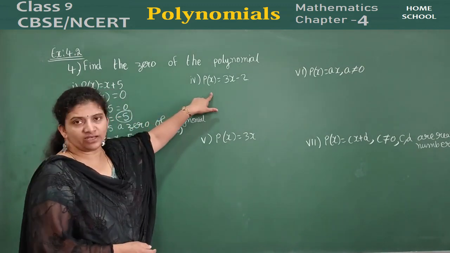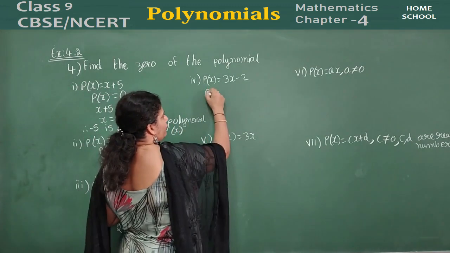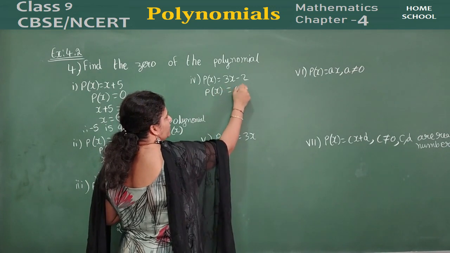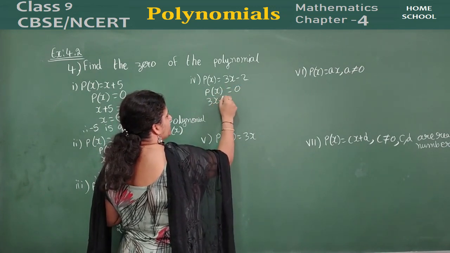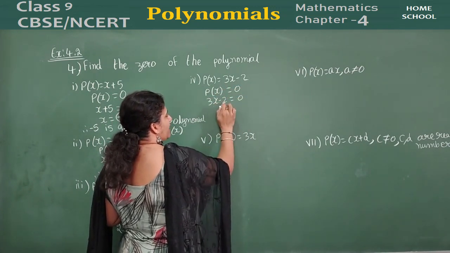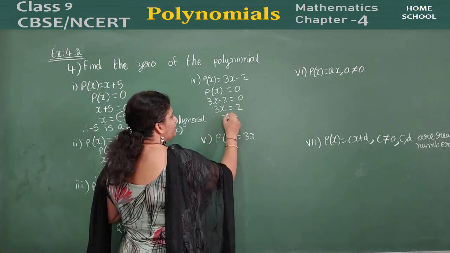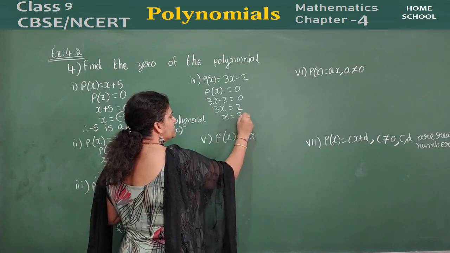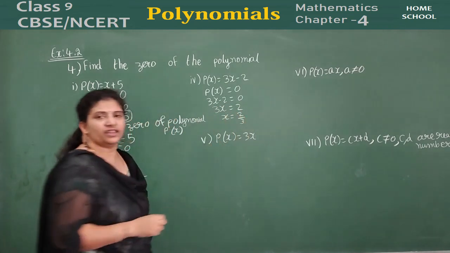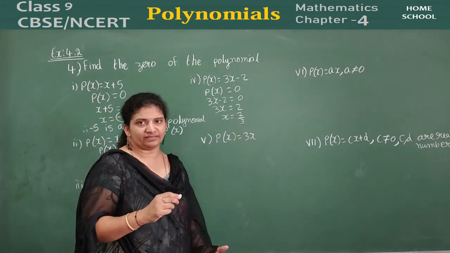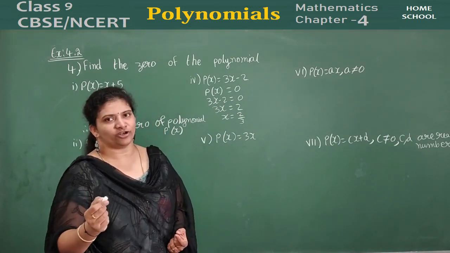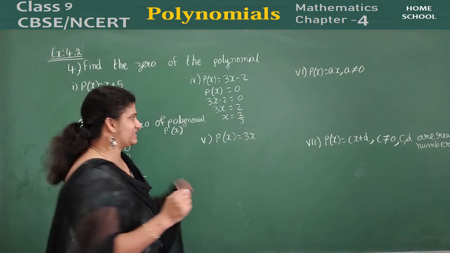See the fourth one. Same manner, no change. P of x equal to 0. 3x minus 2 equal to 0. Minus 2 send to the other side. Plus 2 it becomes. 3 is a multiple. If it goes to the other side, it will be divided. Therefore, x is equal to 2 by 3. 2 by 3 is a zero of the polynomial P of x.